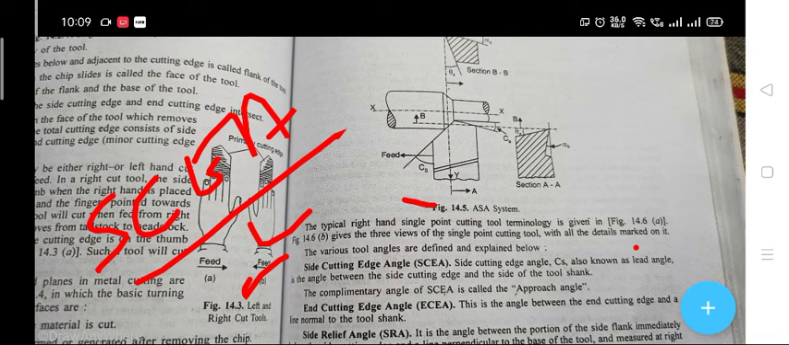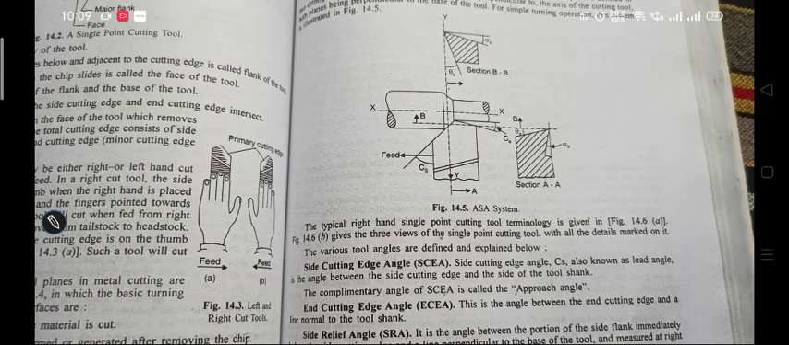SCEA stands for side cutting edge angle, and we represent it by Cs. The side cutting edge angle, also known as the lead angle, is the angle between the side cutting edge and the side of the tool shank. This one is the SCEA, side cutting edge angle.